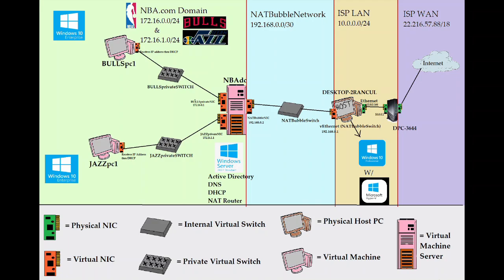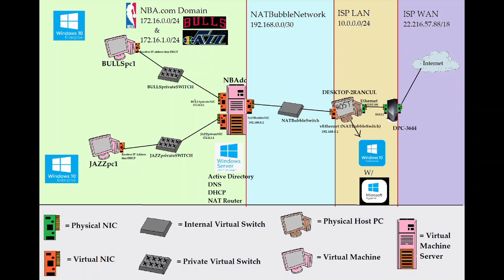You can see there's kind of a lot going on here. It might seem a little bit confusing, but let's try to break it down. There's four networks, right? Starting on the left in the virtual area, we have nba.com. That's going to be our domain where Active Directory is running. That's where all the fun is going to be at. That's the whole point of all this. But we do have a few more networks to talk about. We have what I called the NAT bubble network, and it has its own internal switch.